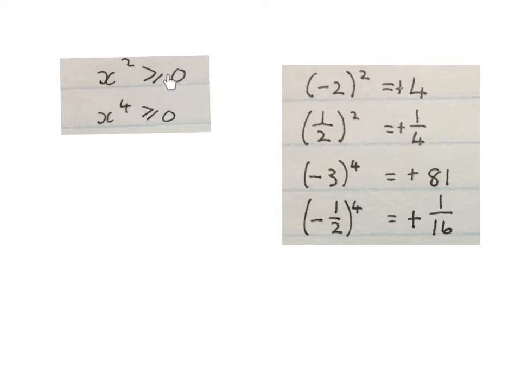Here I just wrote them down again, same thing I said, and here I just explain. Anytime you replace a variable, you replace it in brackets. So (-2) squared will give me a plus 4. (1/2) squared will give me plus a quarter. (-3) to the power of 4 will give me plus 81. And (-1/2) to the power of 4 will give me plus a 16th. And remember that (0) to the power of 4 is still 0. That's why we have the bigger than or equal to 0 here.